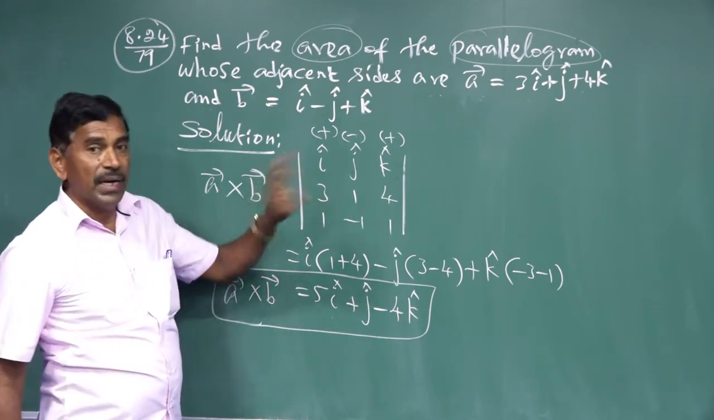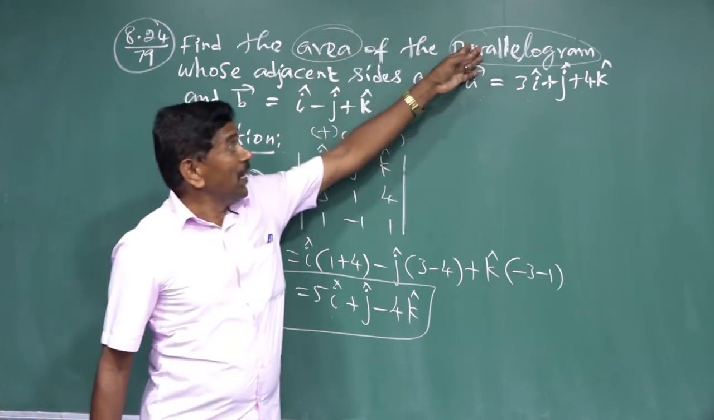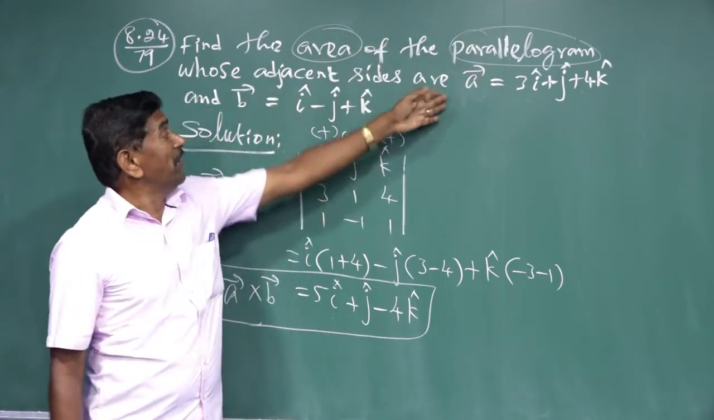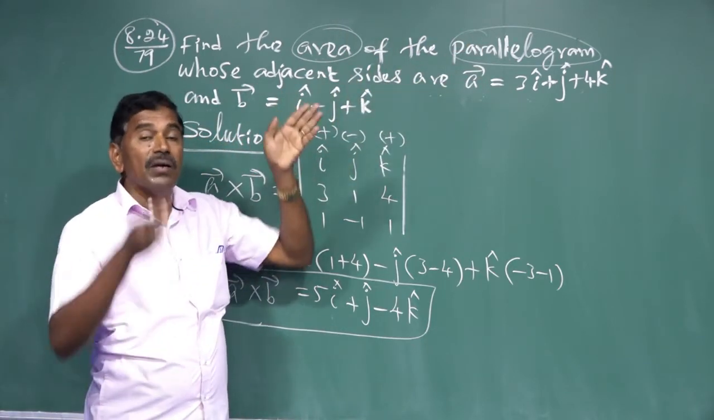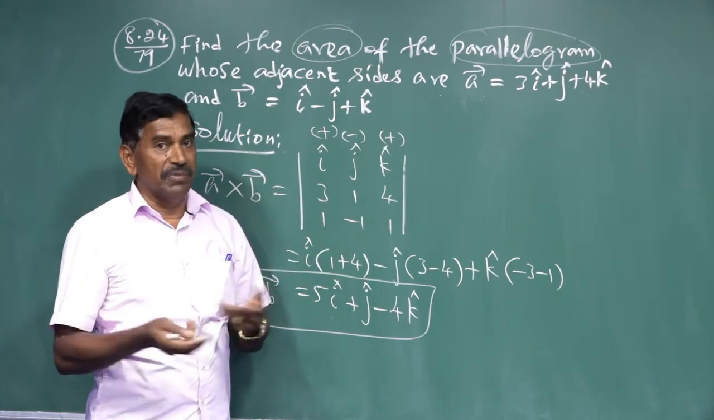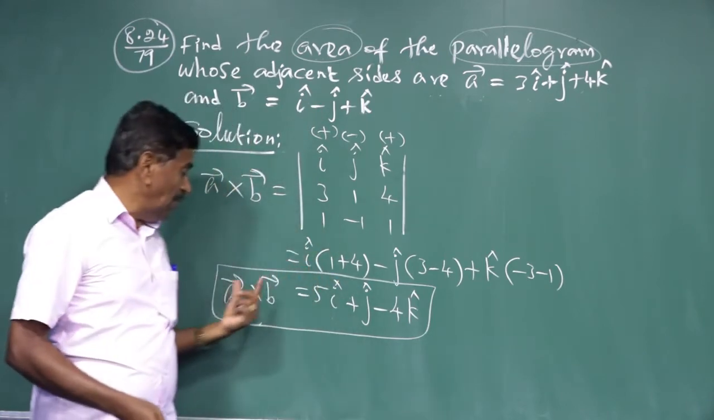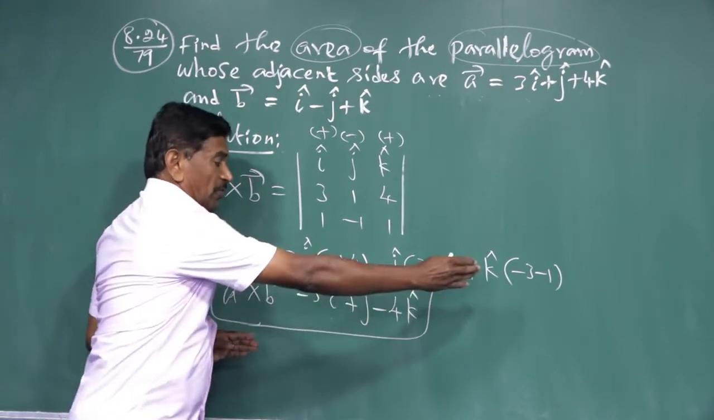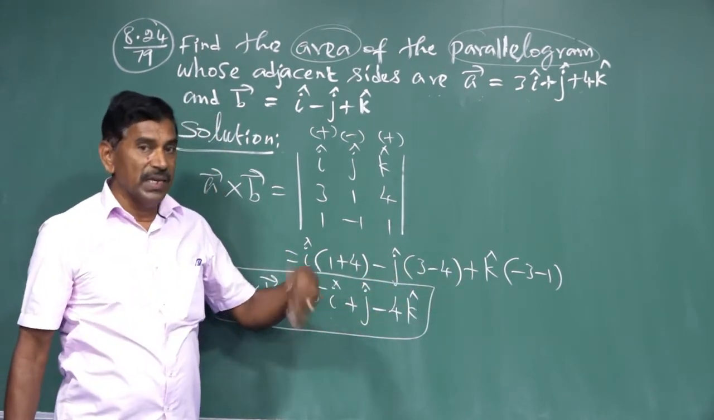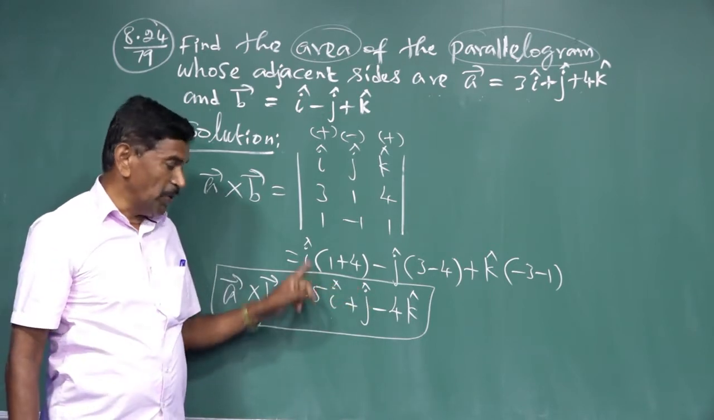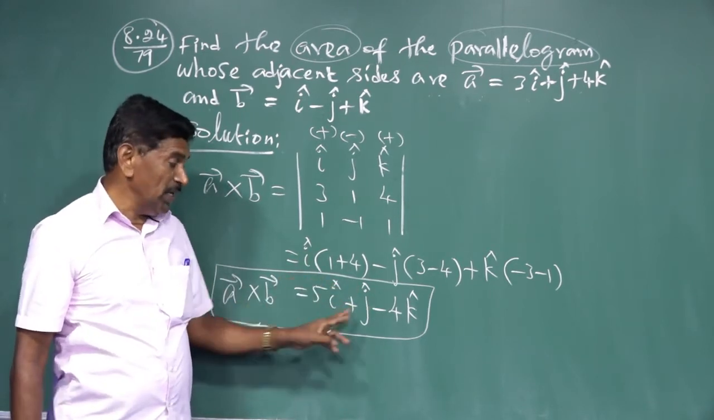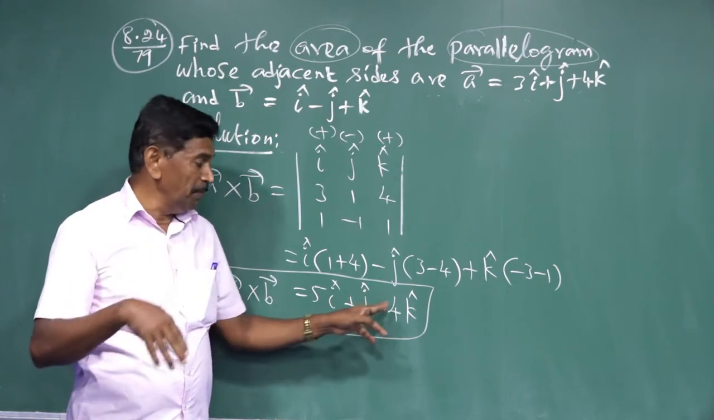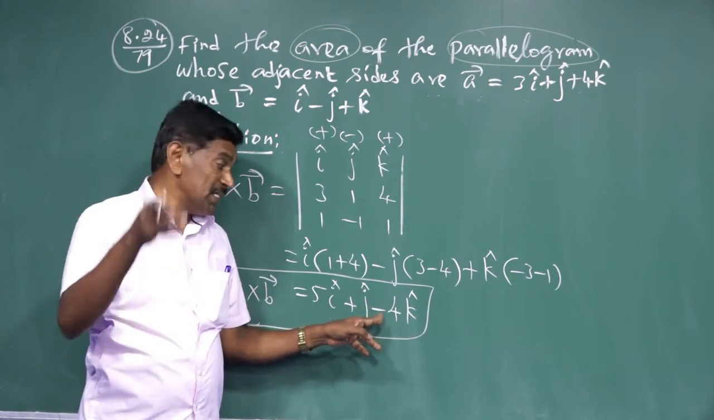Otherwise, one can write the formula directly. Area of the parallelogram with adjacent sides A vector and B vector is given by the formula modulus A vector cross B vector. Modulus A vector cross B vector is equal to the square root of the sum of the squares of the i, j, k coefficients: square root of 5 the whole square plus 1 the whole square plus minus 4 the whole square.